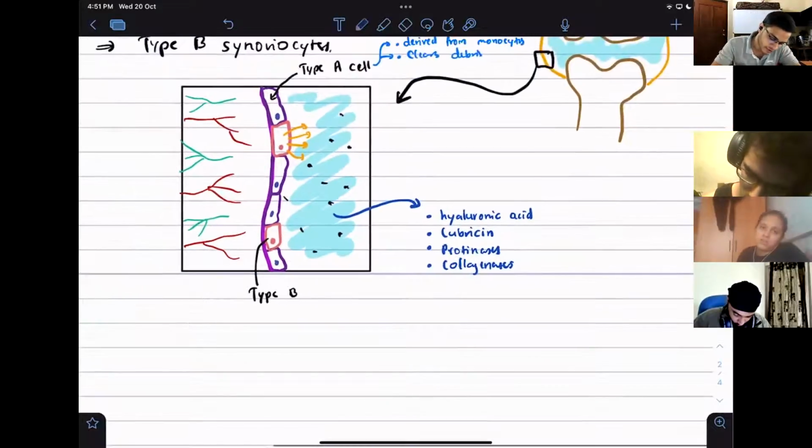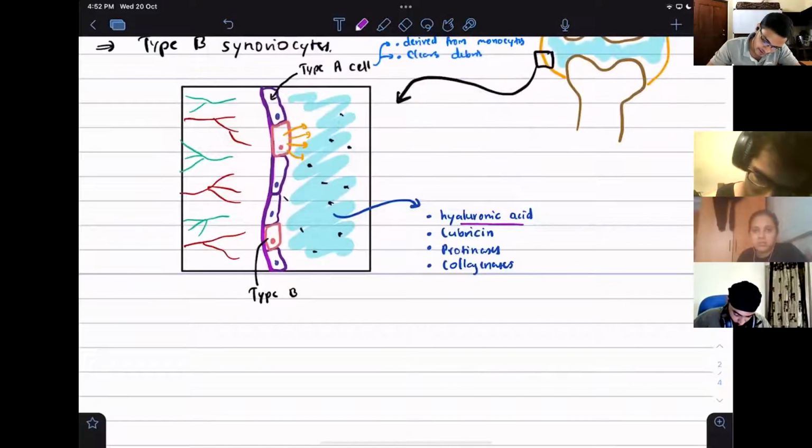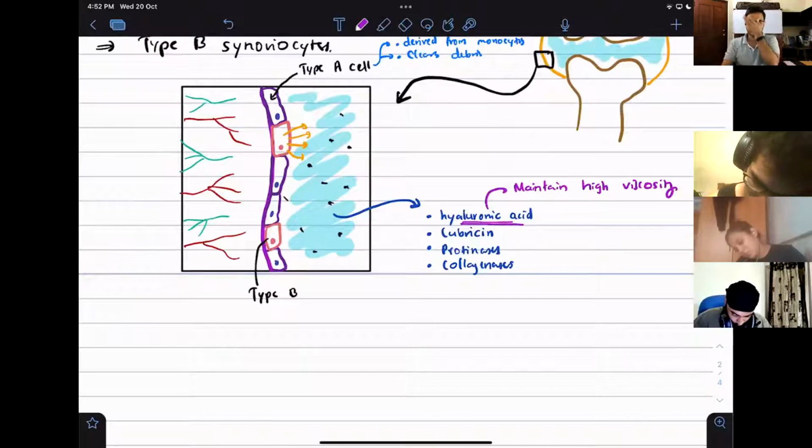This hyaluronic acid here, guys, this fellow is important to maintain high viscosity in our joint. Now imagine you have some, let's say, coconut oil, right?